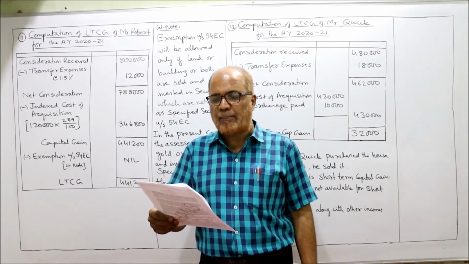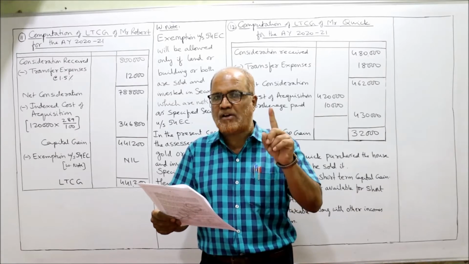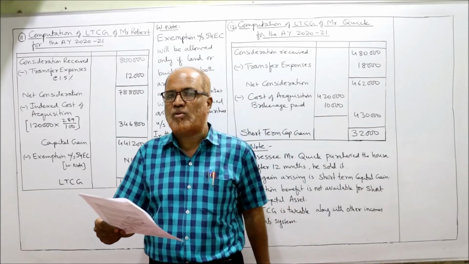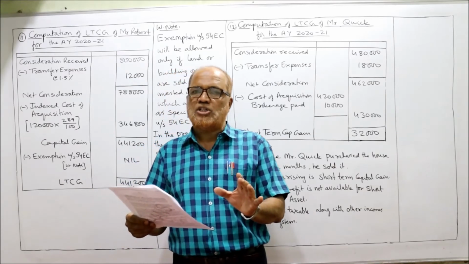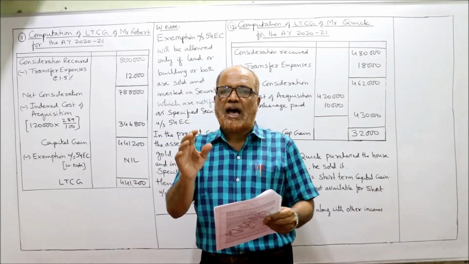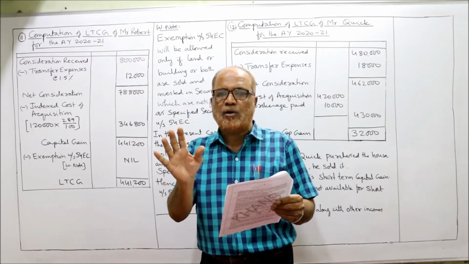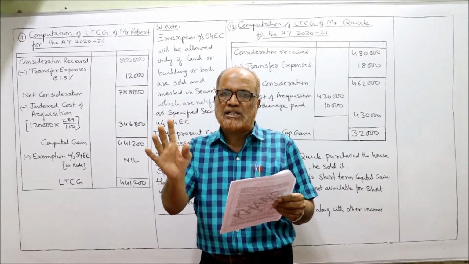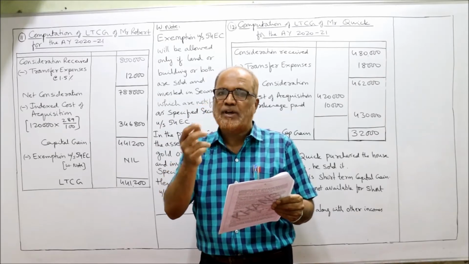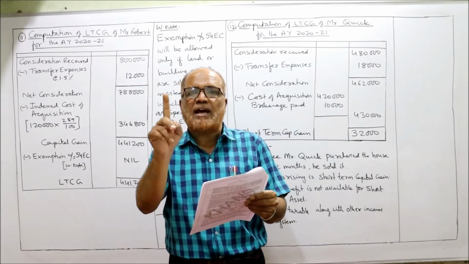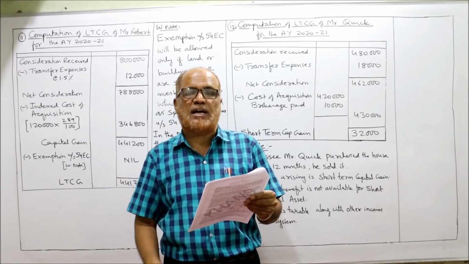Compute the income from capital gain if the selling expenses are 1.5% and the cost inflation index in the year of purchase was 100. Now the new point in this problem is the assessee has sold gold ornaments during the current previous year, 8 lakh rupees. 1.5% transfer expenses, we will get net consideration.